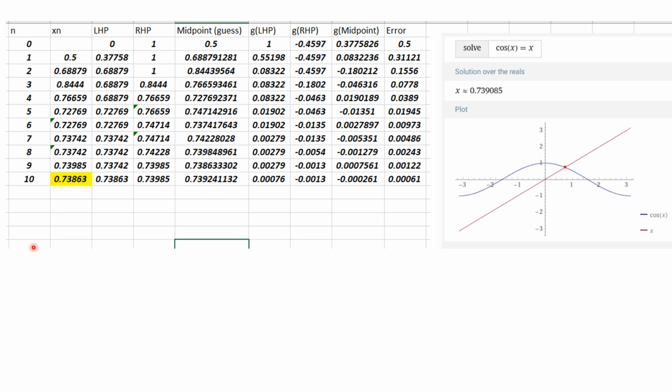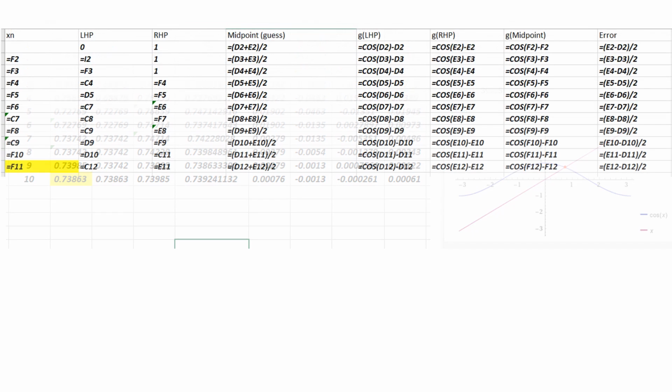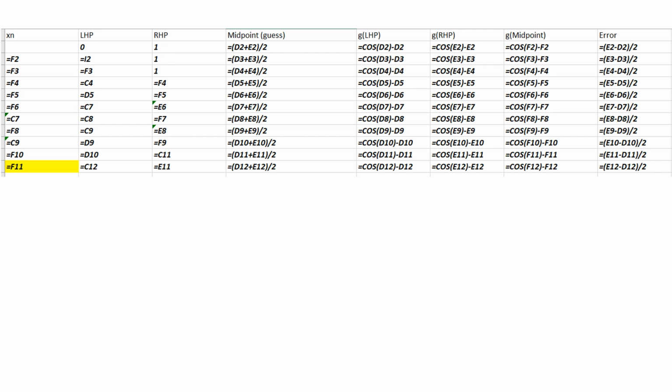Here are the steps. You notice that in 10 steps, the error got to be less than 0.001, and to 3 significant digits, it was 0.739, which is what we get if we look at the solution other ways. And I also ask you to show the equation in Excel, and these are the equations that I used. And notice that I was looking at cosine of x minus x here.